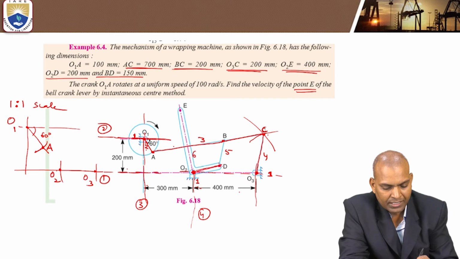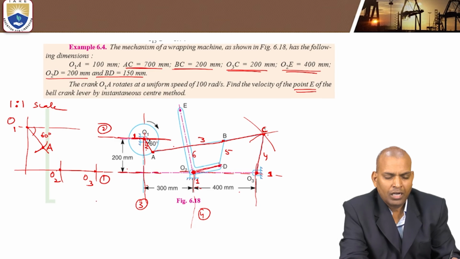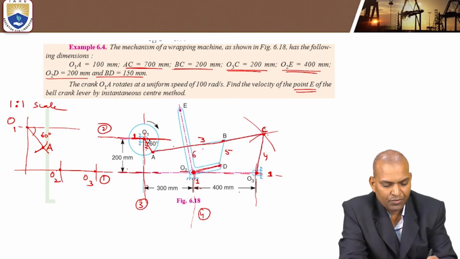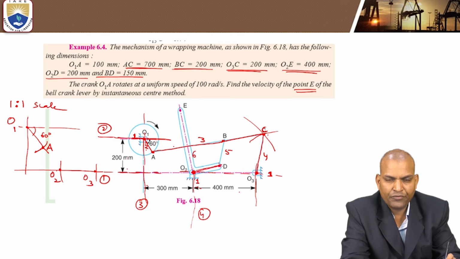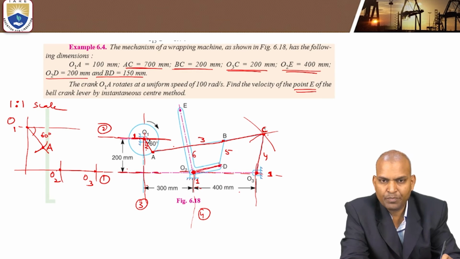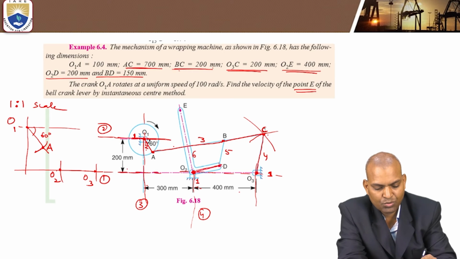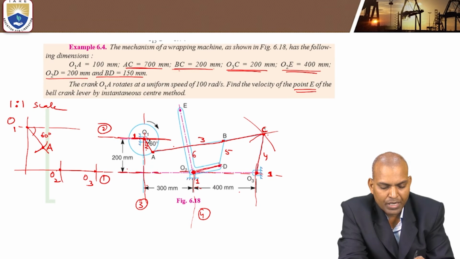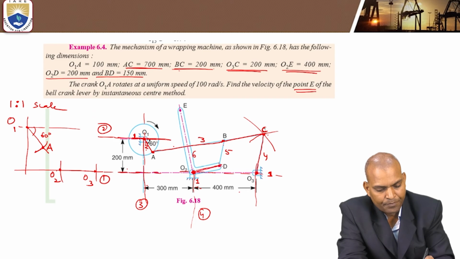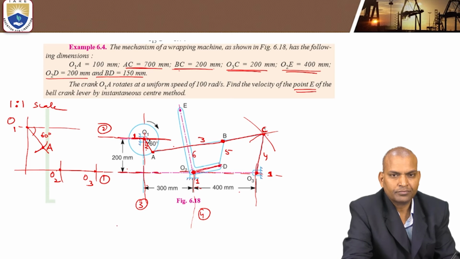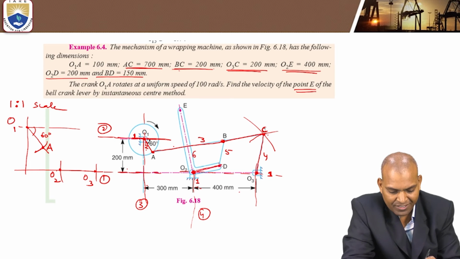We know the links. Now we know A, C and O3. Next, which point do you have to mark? Point B. What is the length of link BC? BC is 200 millimeters. From C to B, locate the point B. Now we have located point B.